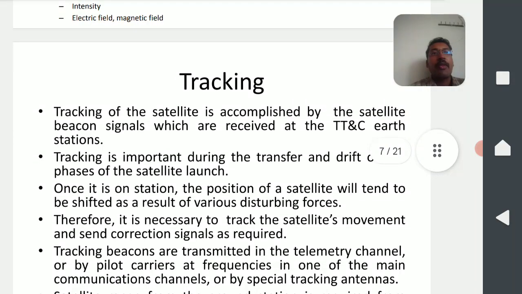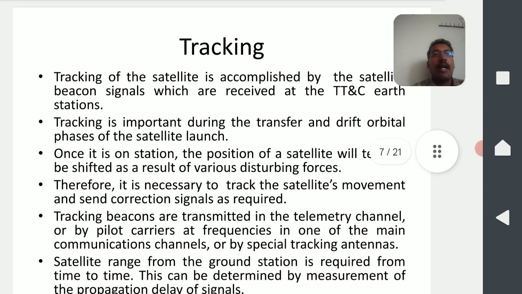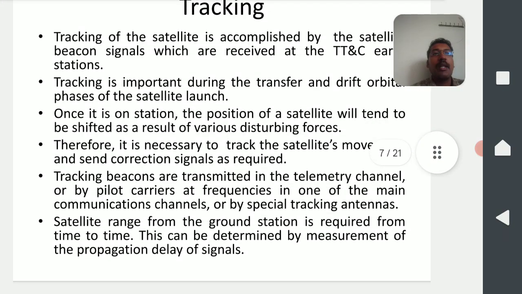Next one is tracking. Tracking of the satellite is accomplished by the satellite beacon signals which are received at the TT and C earth stations. Tracking is important during the transfer and drift orbital phases of the satellite launch. Once it is on station, the position of a satellite will tend to be shifted as a result of various disturbing forces. Therefore, it is necessary to track the satellite's movement and send correction signals as required. Tracking beacons are transmitted in the telemetry channel, or by pilot carriers at frequencies in one of the main communication channels, or by special tracking antennas.